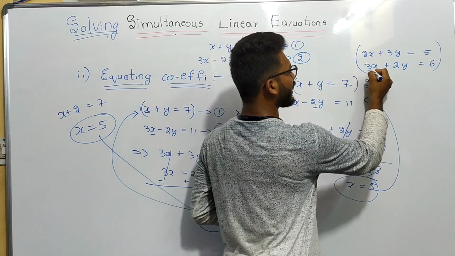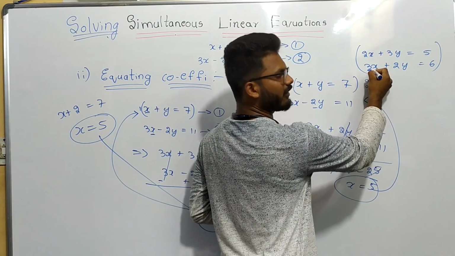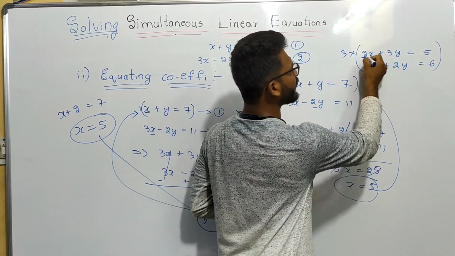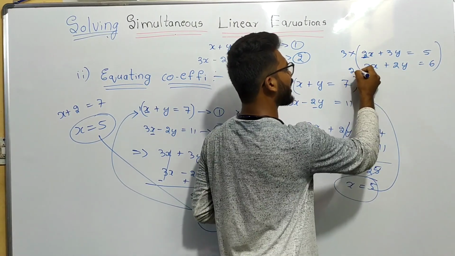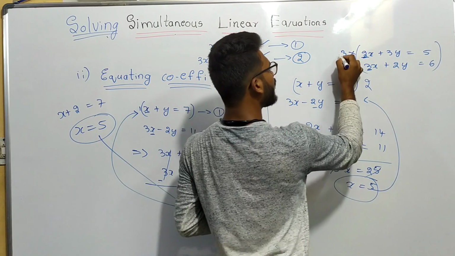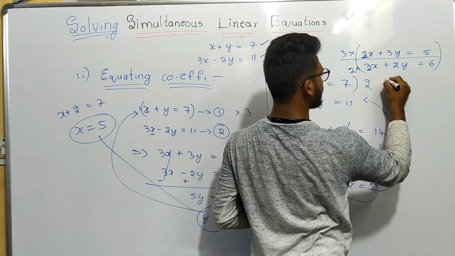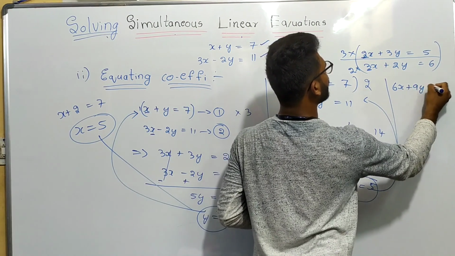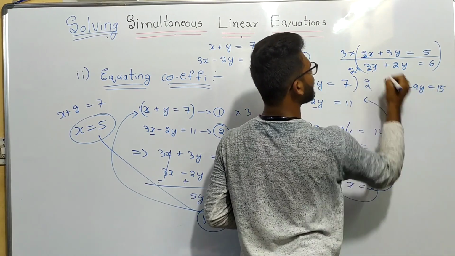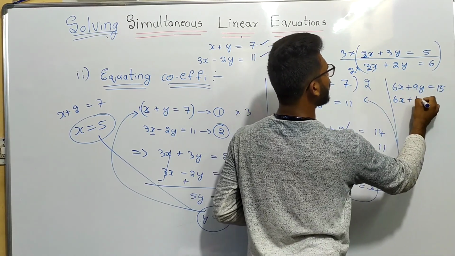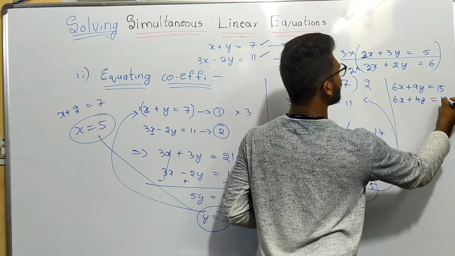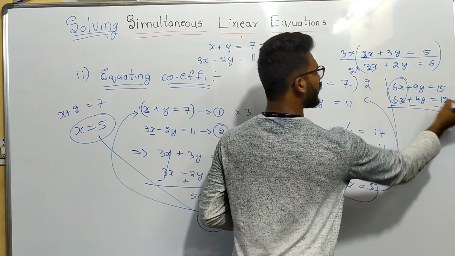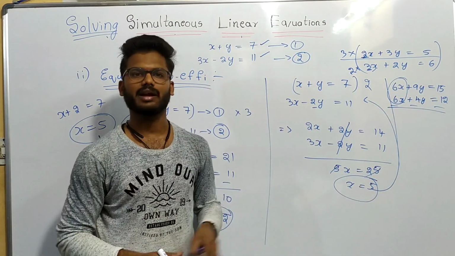You have to take the x coefficient in the second equation and multiply it to the first equation. Take the x coefficient in the first equation and multiply it to the second equation. Now this equation will become 6x plus 9y is equal to 15. This equation will become 6x plus 4y is equal to 12. Now the coefficients become equal, so you have to subtract, then you will get the y value.